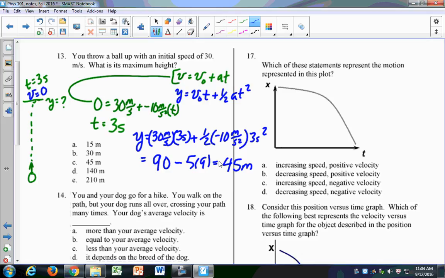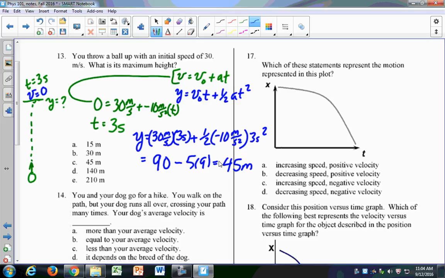Some other things you could ask. I could ask you, what is the total time that this object is in the air? 6 seconds. Remember our basic ideas for free fall motion: the time up is always equal to the time down. So it takes 3 seconds to go up, 3 seconds to go down.